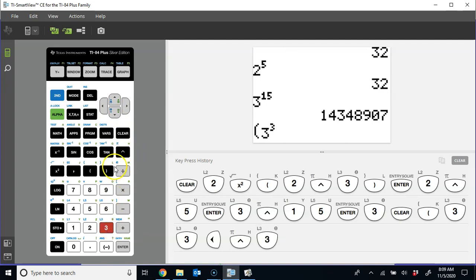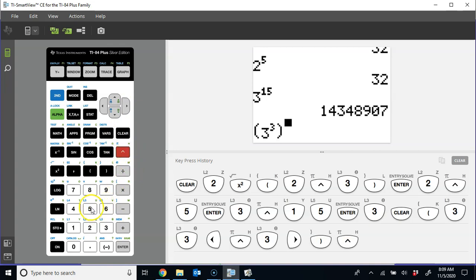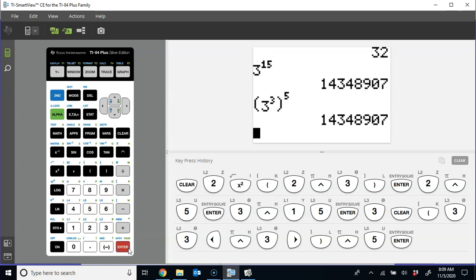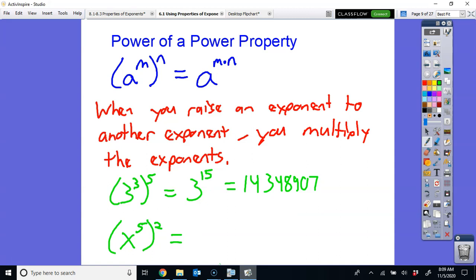3 to the third, then you would have to hit the arrow to get out of the exponent, close your parentheses up, go back to your exponent again. 3 to the third raised to the fifth. It's not that it gives you the wrong answer. It's just easier to type in and simplify.